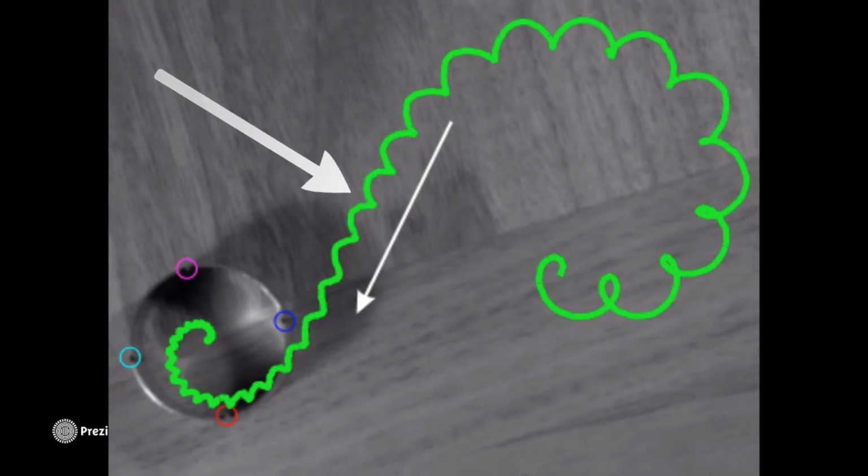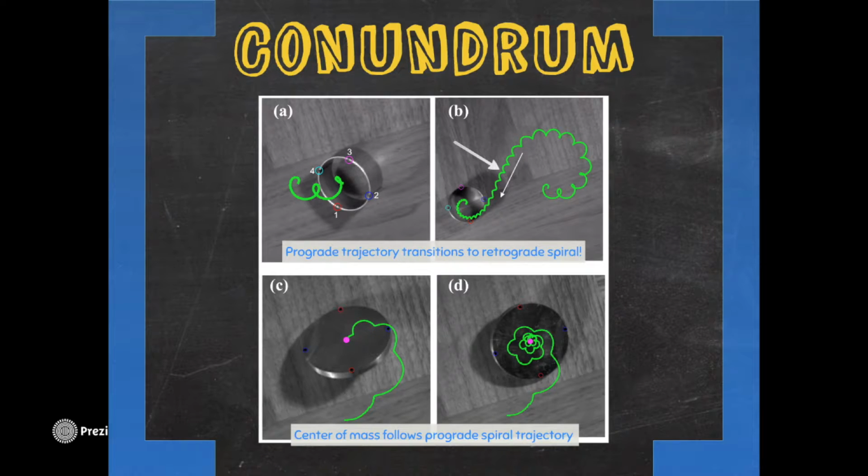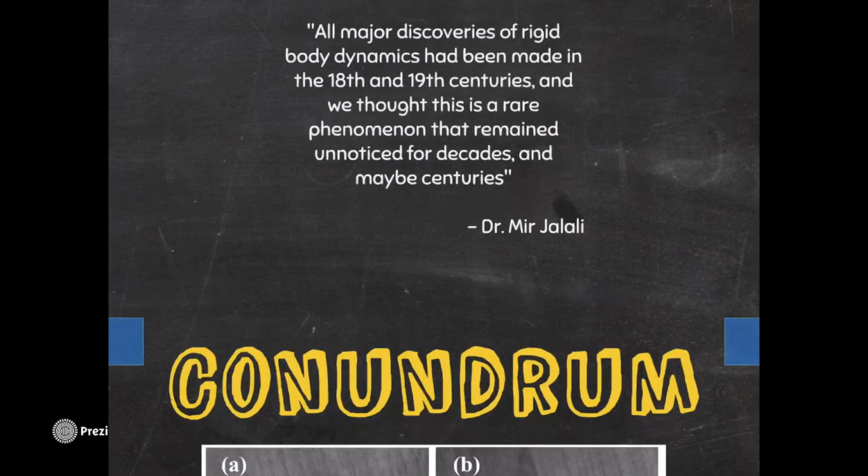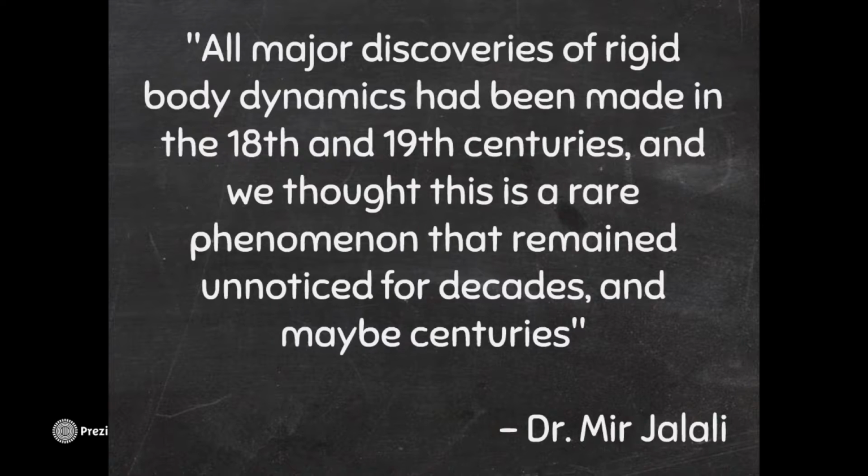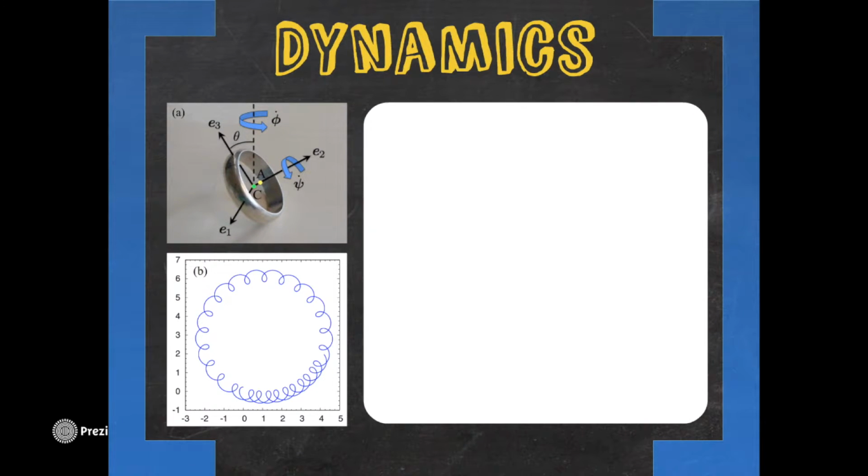This is a very common behavior in rings that was only picked up, as I said, last year. Before that, I just want to mention what the lead author said looking back. He said, all major discoveries of rigid body dynamics had been made in the 18th and 19th centuries, and we thought this is a rare phenomenon that remained unnoticed for decades and maybe centuries. So they're pretty excited, obviously, that their paper got accepted because it's a classical mechanics paper, and it's very rare for this sort of thing to make it into modern journals.